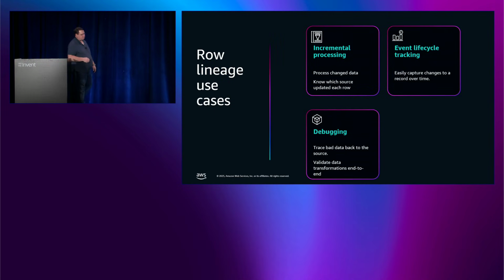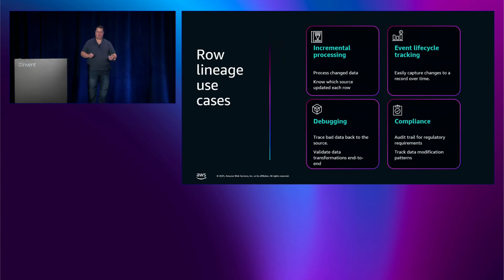So in terms of row lineage use cases, incremental processing is really a nice sweet spot for row lineage. If you want to be reading out of V3 tables as an input into data pipelines, you can leverage the sequence numbers and the row IDs on the rows to understand what's changed as a source to feed into your pipelines.